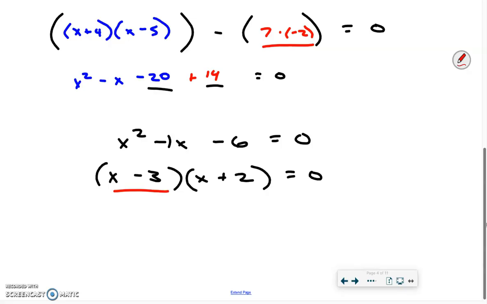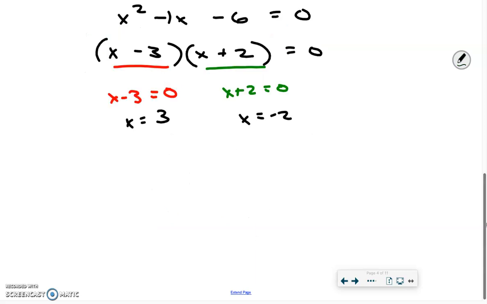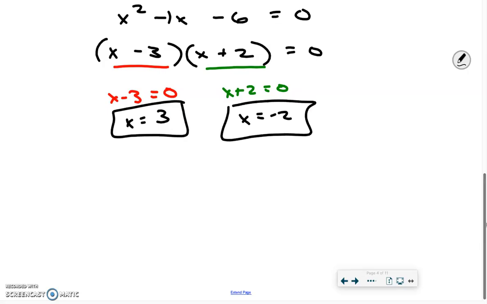And if I set x minus 3 equal to 0, what do we know about x then? It's 3. If I set x plus 2 equal to 0, what do we know about x then? Okay, so my answers would be negative 2, positive 3. Those are the values for x.